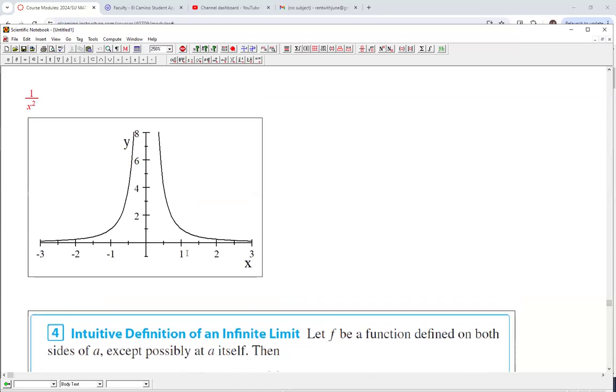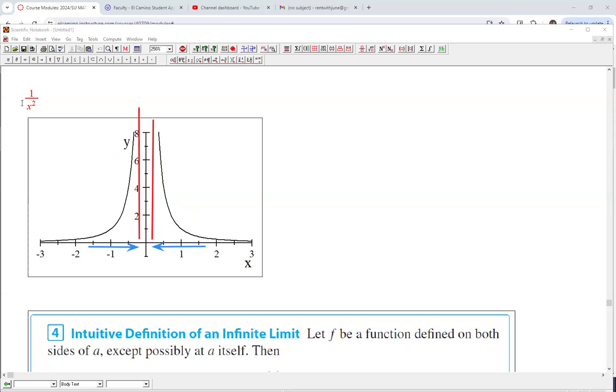Okay, so look at the other example. The other example, as you can see, I'm trying to use the same color for input, right? As the input approaches 0 from either side, the output is approaching positive infinity consistently.